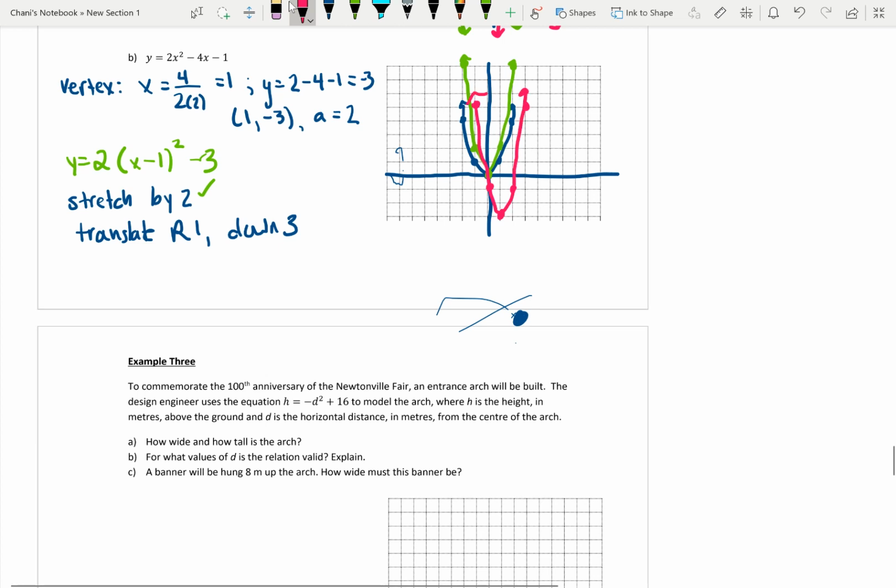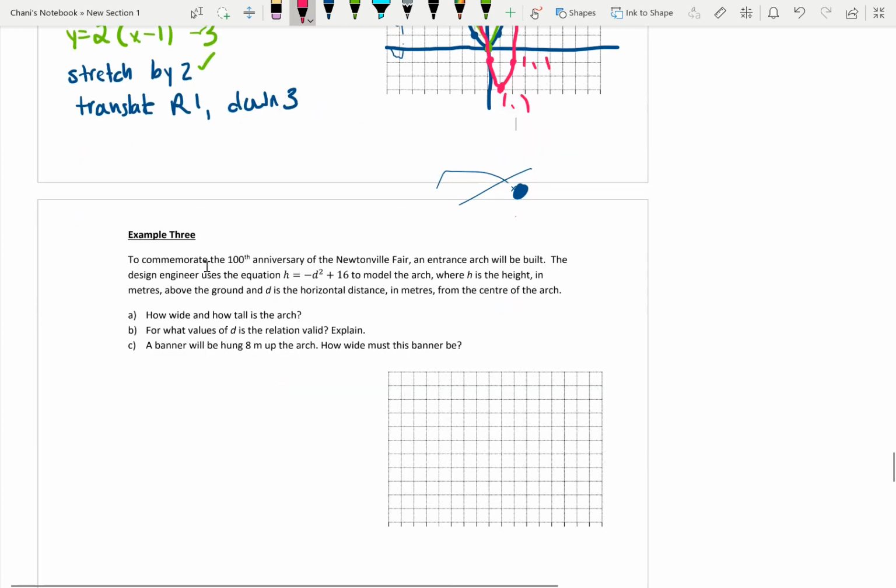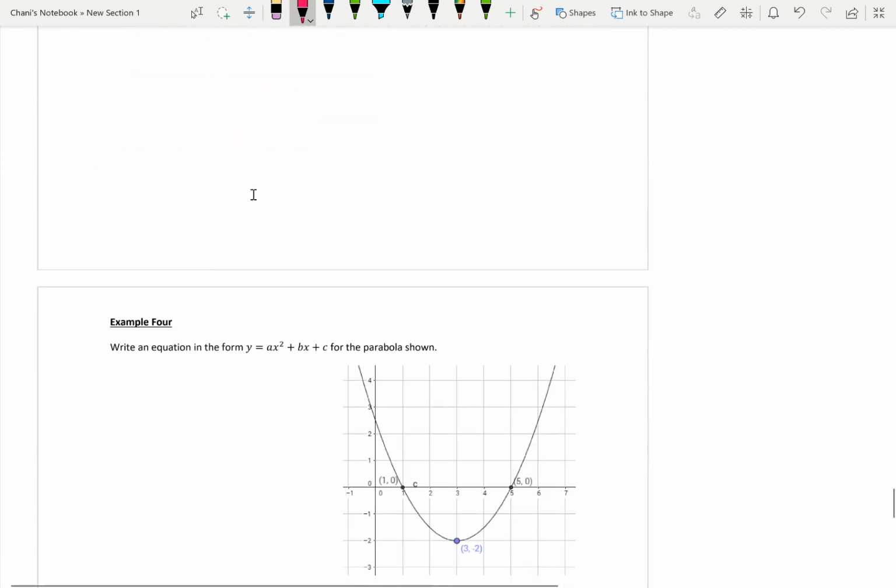Okay, so that's the one that I would label with the equation, and those are the points that I would label as well. All right, so those are the 2 different methods, 2 examples of each.